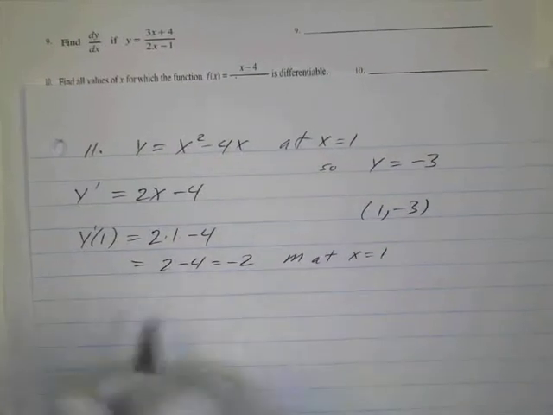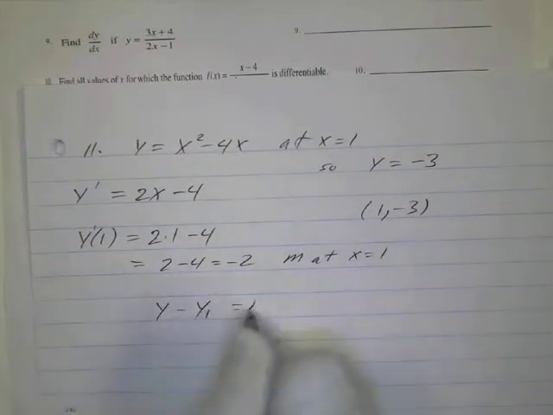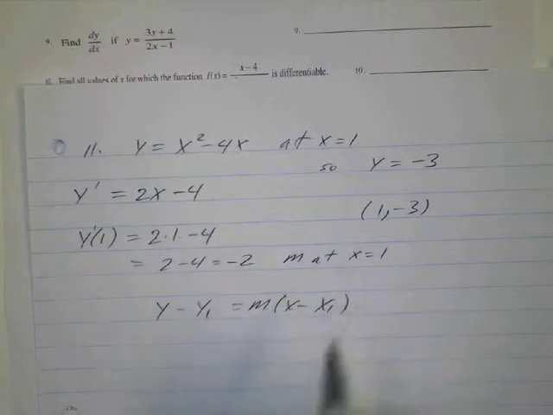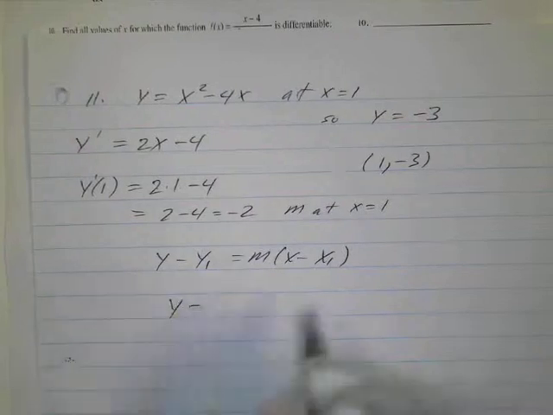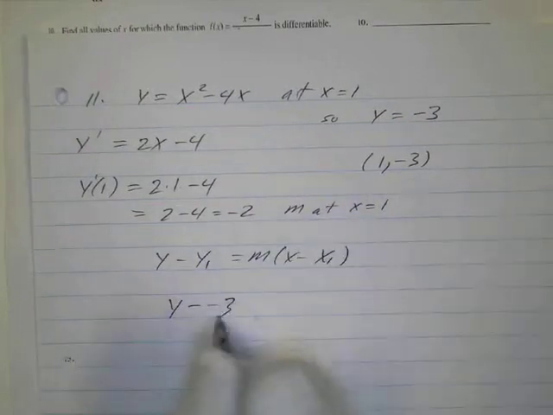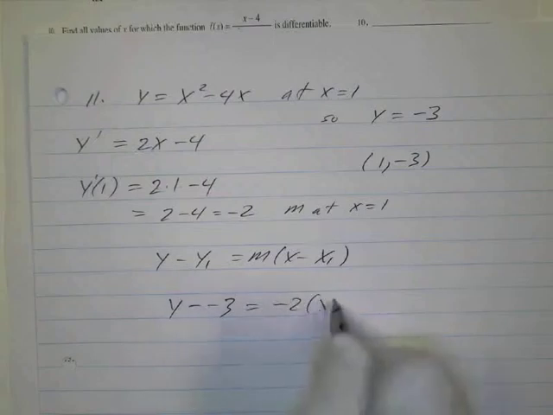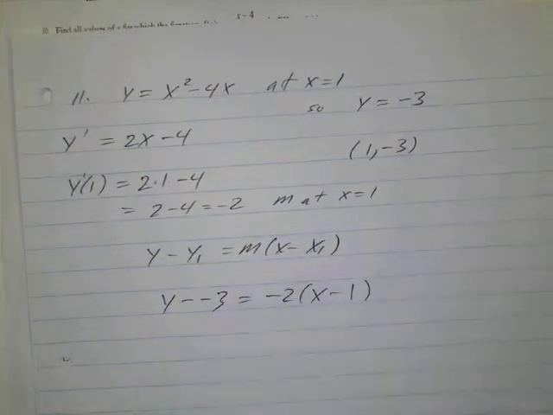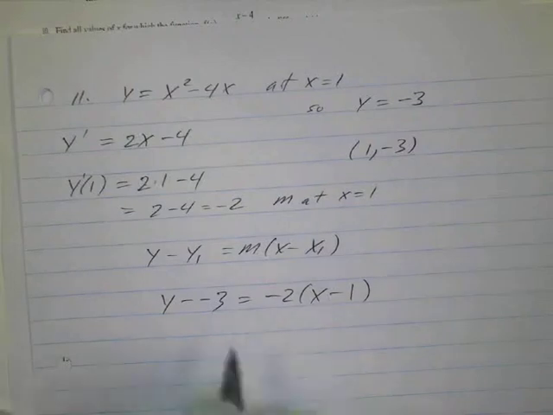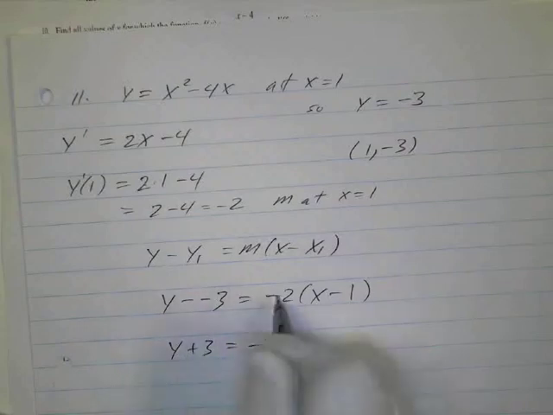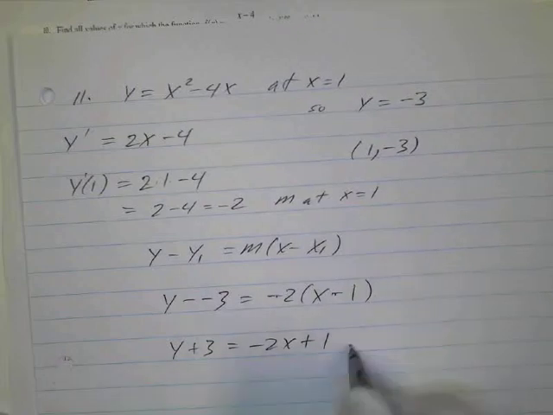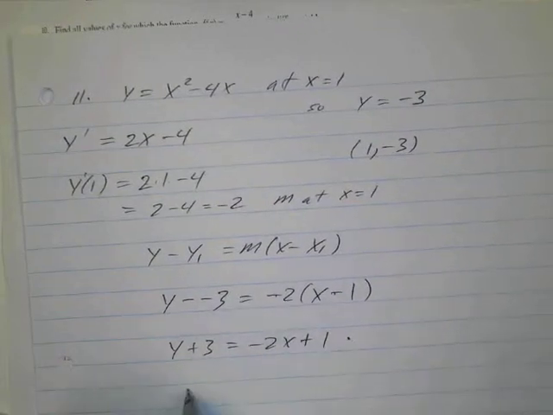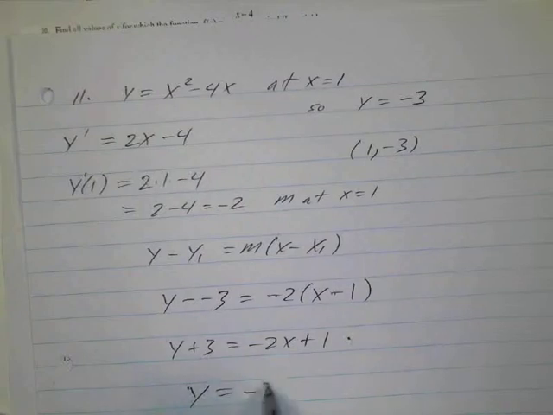So I just put this in my point-slope form: y minus y1 equals m times x minus x1. So my y is going to be the general y, and y1 is negative 3, so y minus negative 3 equals m, which is negative 2, times x minus x1, which is 1. And then I want to put that in slope-intercept form. So this is going to be y plus 3 equals negative 2x, and a negative times a negative is a positive 1.